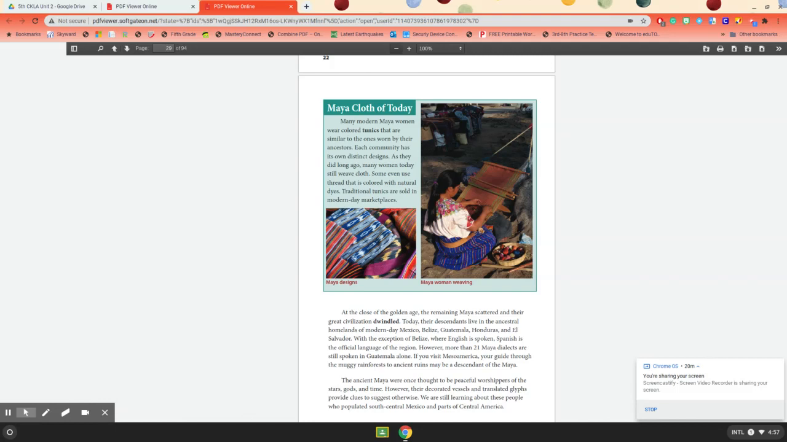If you were to visit Mesoamerica, your guide through the muggy rainforest and ancient ruins may be a descendant of the Maya. The ancient Maya were once thought of as peaceful worshippers of the stars, gods, and time. However, their decorative vessels and translated glyphs provide clues to suggest otherwise. We are still learning about those people who populated South Central Mexico and part of Central America.